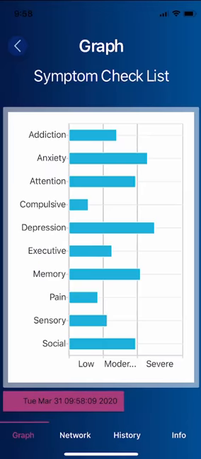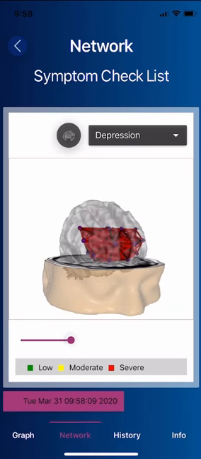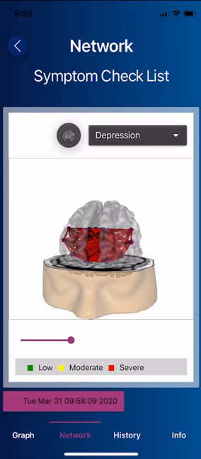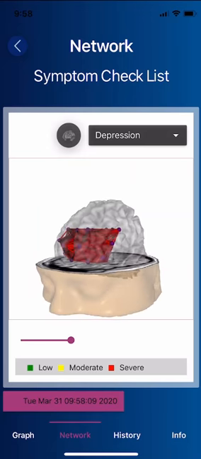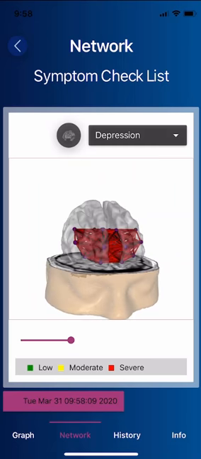with the graphs of what is most severe. In this case, depression is more severe. It shows low, moderate, and severe severity. That's the depression network. We can manipulate that and look around. These are the hubs and nodes of the depression network as determined by functional MRI, PET scans, EEG, MEG, SPECT scans as part of the human brain mapping program that started in the 1990s in the Human Brain Mapping Initiative at the National Institutes of Health.